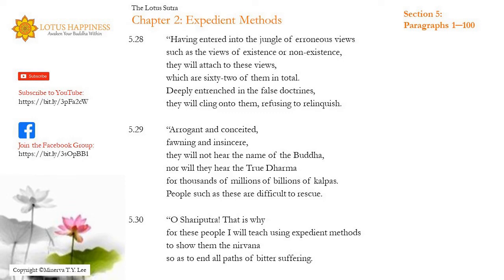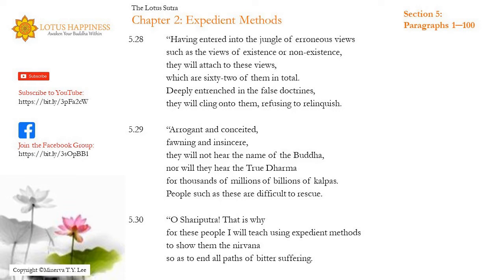of erroneous views, such as the views of existence or non-existence. They will attach to these views, which are 62 of them in total, deeply entrenched in the false doctrines. They will cling on to them, refusing to relinquish. Arrogant and conceited, fawning and insincere. They will not hear the name of the Buddha, nor will they hear the true Dharma. For thousands of millions of billions of kalpas, people such as these are difficult to rescue.